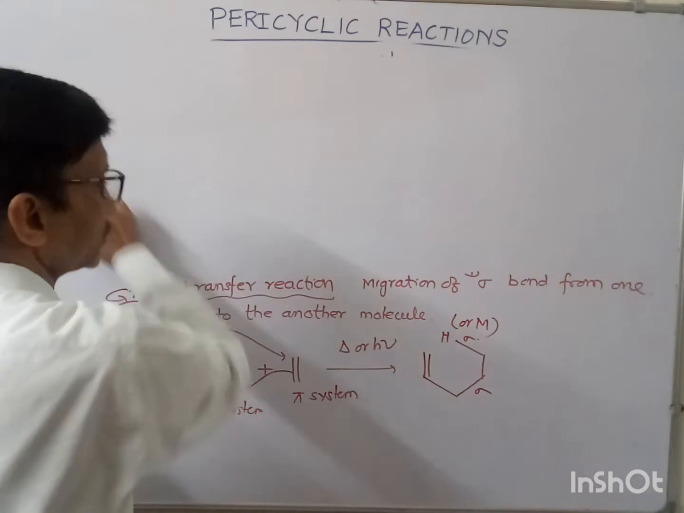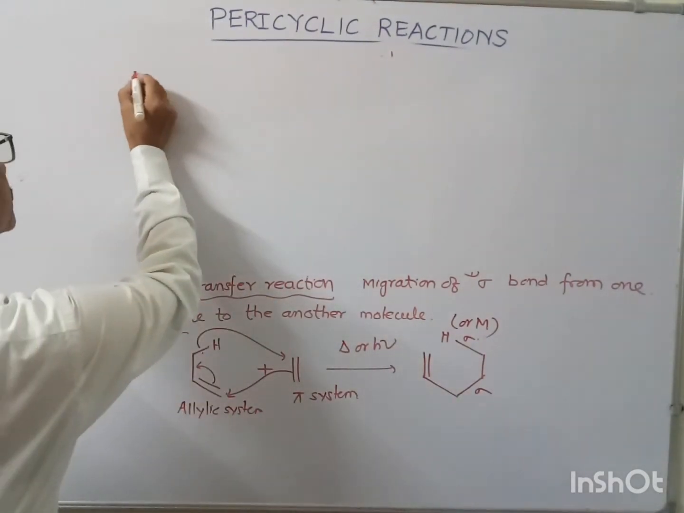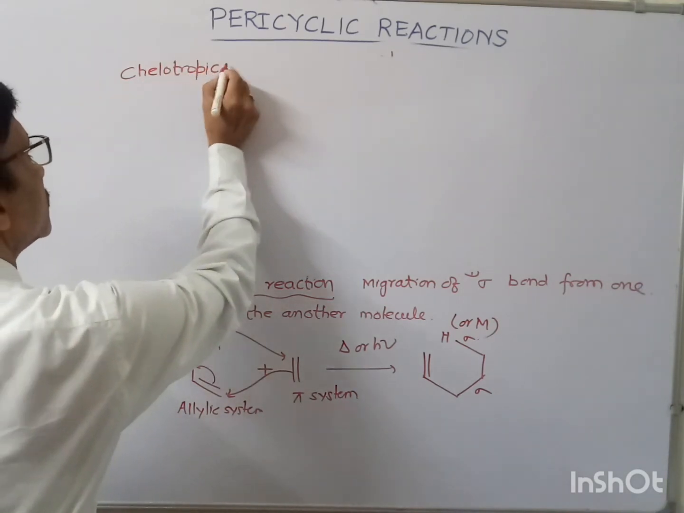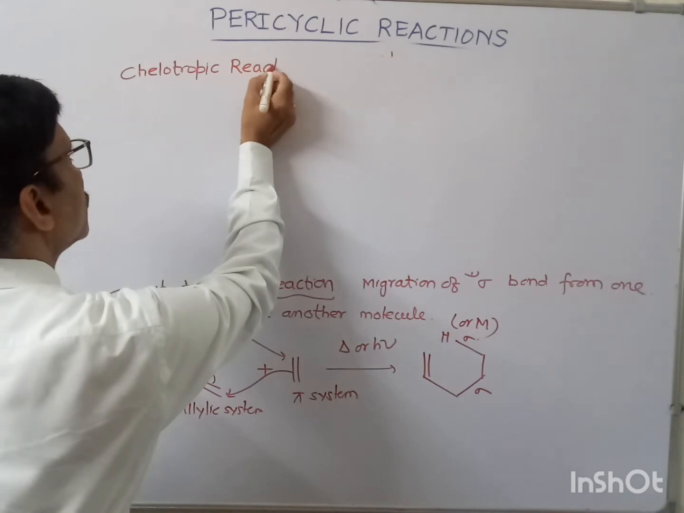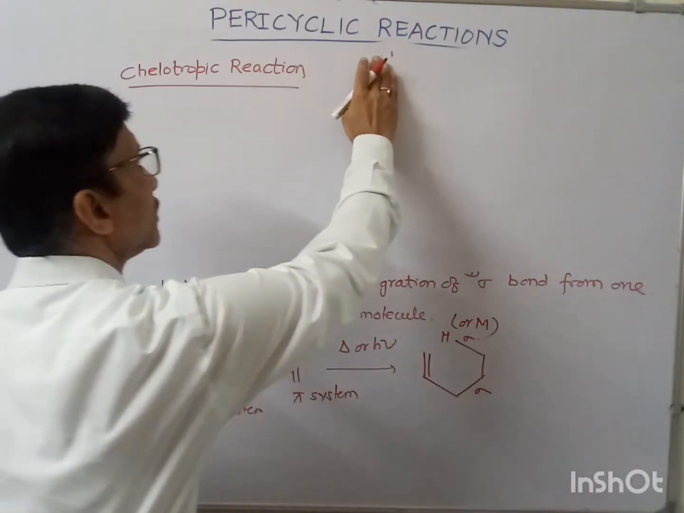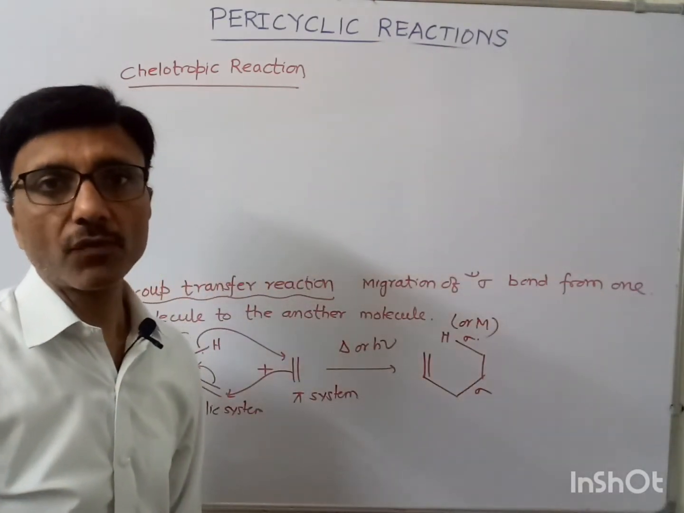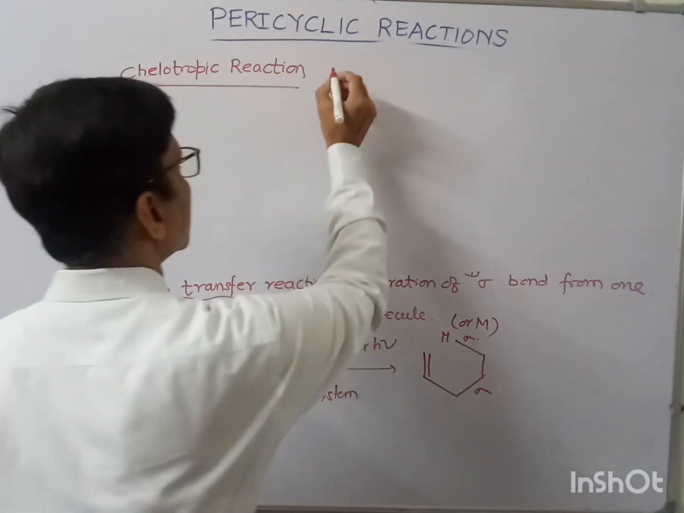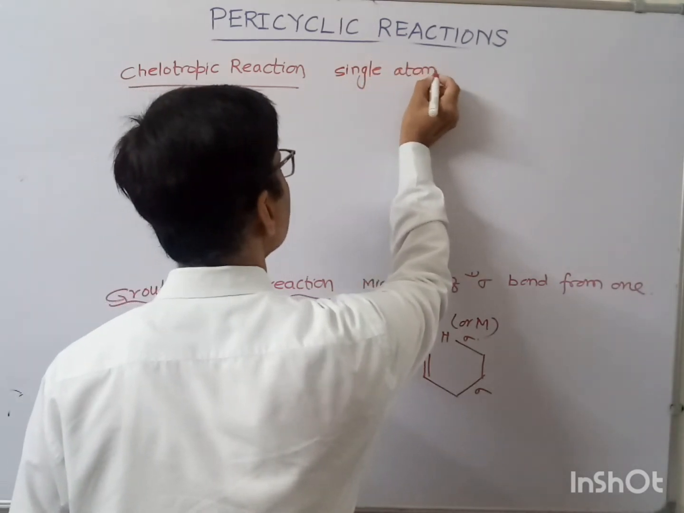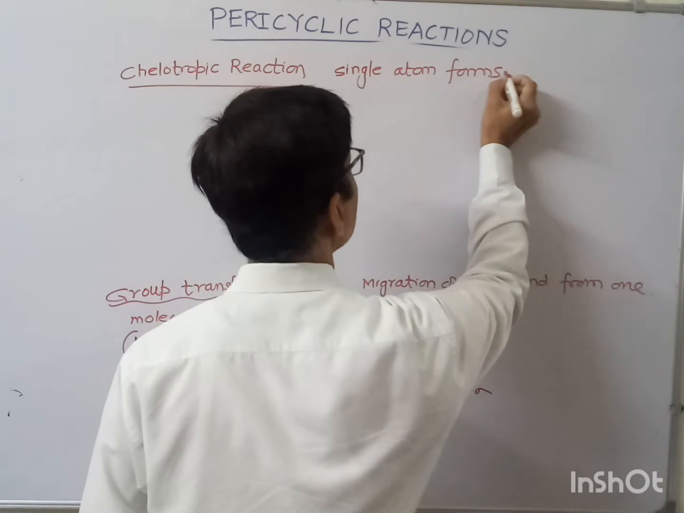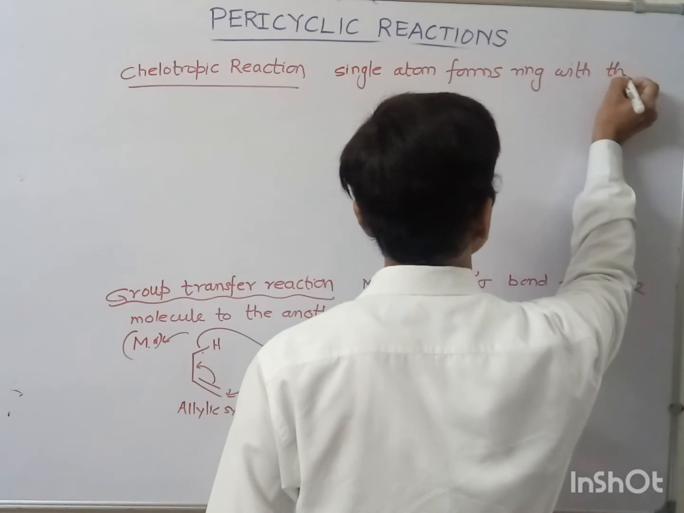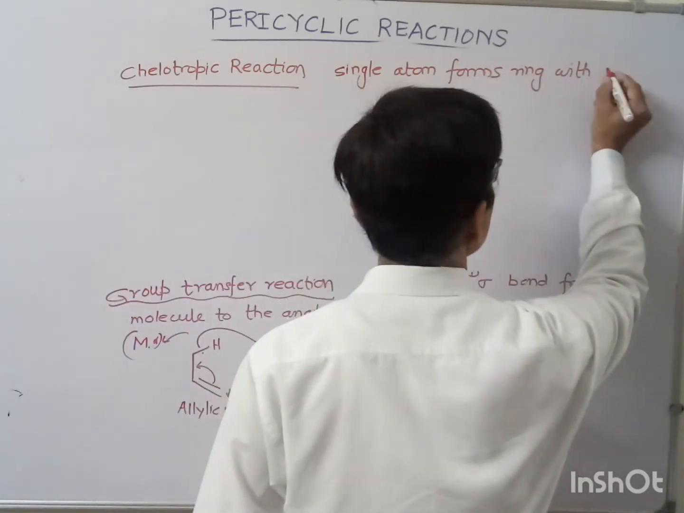So in cheletropic reaction, this is also another characterization. In cheletropic reaction, we will see the mechanism of this reaction also. A single atom is involved in the formation of a ring with another pi system. Okay, so a single atom forms a ring with some pi system.